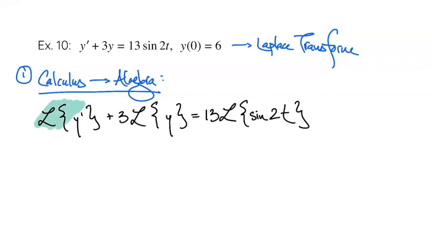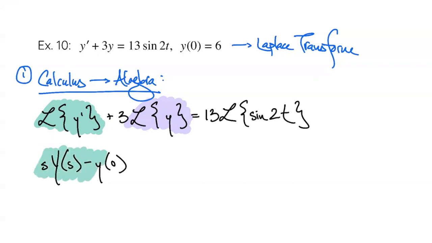see, I think we did green for the y prime and purple for the y, I hope. And the Laplace transform of y prime is s uppercase y of s minus y of 0, right? And so that's something that we defined yesterday. Plus 3 times uppercase y of s. And that was something else that we defined yesterday. Okay.